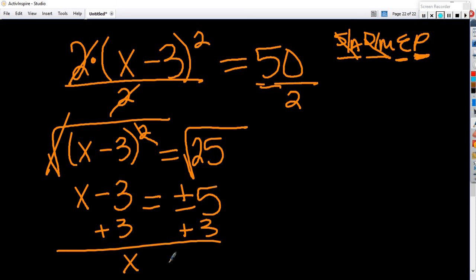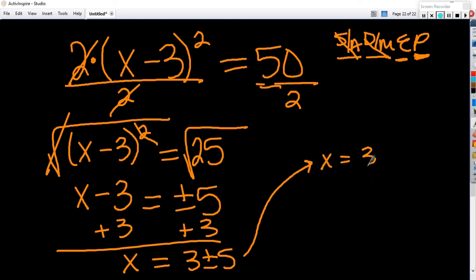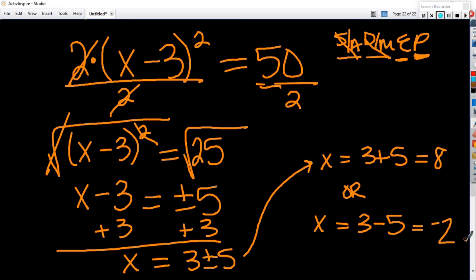You can solve it all the way out, or you can leave it as 3 plus or minus 5. I would like for you to understand that that means x could be 3 plus 5, or x could be 3 minus 5. You got me all. Okay, where? Show me where. Tell me where you got lost.